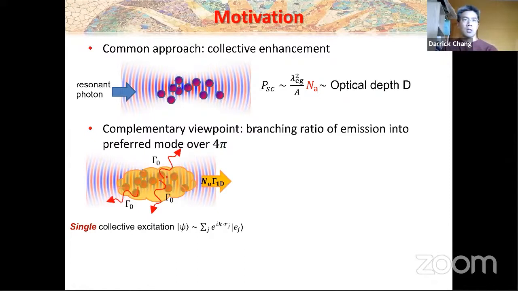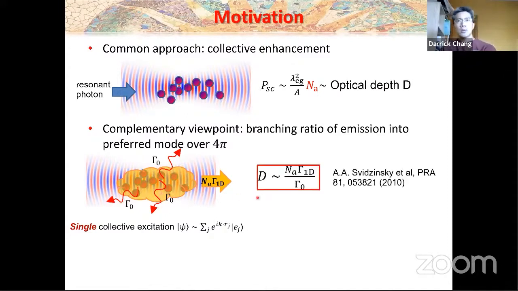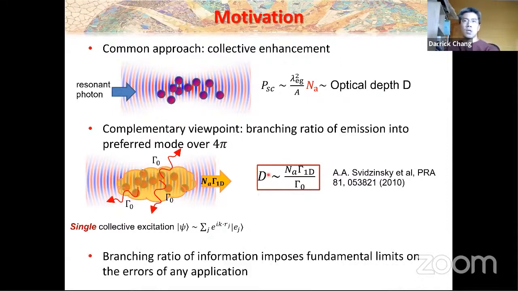On the other hand, these atoms can still emit into 4π, and that continues to occur at the rate given by a single isolated atom, gamma naught. So the optical depth also has the meaning of serving as a branching ratio of information: the probability that the system emits a photon into the mode that you want, over the probability that it emits into 4π, the directions that you can't collect. Once you associate the optical depth with this branching ratio of quantum information, you can easily believe that this optical depth imposes fundamental limits on the errors of any application that you want to carry out.